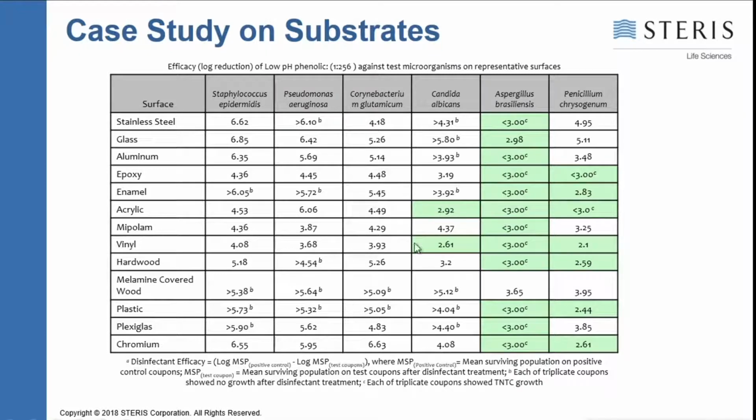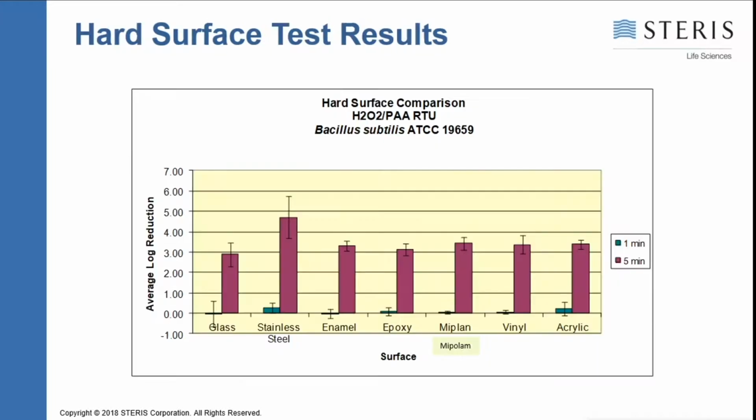So of the organisms up here, and we used a low pH phenol in the testing, you'll notice that the molds, so Candida, Aspergillus, and Penicillium, had the most difficulty in getting the log reductions. The reason for that, and by the way, this was all in 10 minutes of wet contact time, is you really need a sporicide to kill the mold effectively. So you need a bleach or a hydrogen peroxide peracetic acid chemistry.